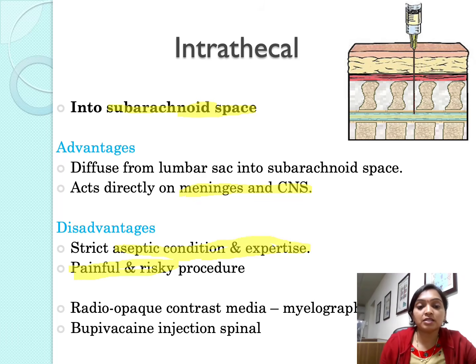So examples are radio opaque contrast media, which is used for myelography in case of any spinal diseases, and spinal anesthesia. As I told, bupivacaine is injected through the intrathecal route to produce spinal anesthesia.